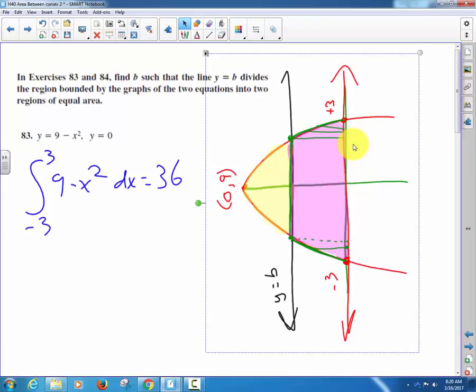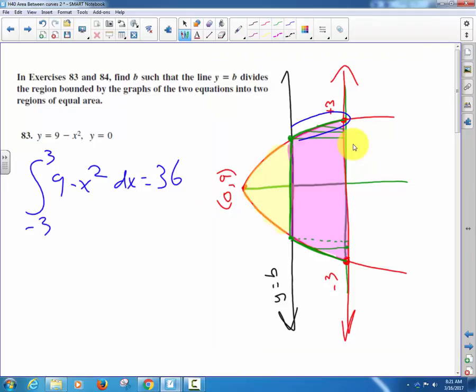Now if we do top minus bottom, do you see something that's a little bit different? Now, this place here is always our top function, right? This right here is always our bottom function. What would be our limits of integration? Any idea?